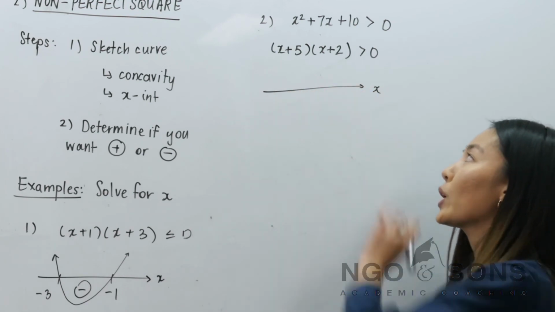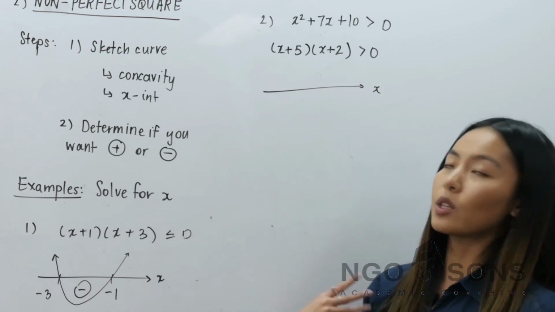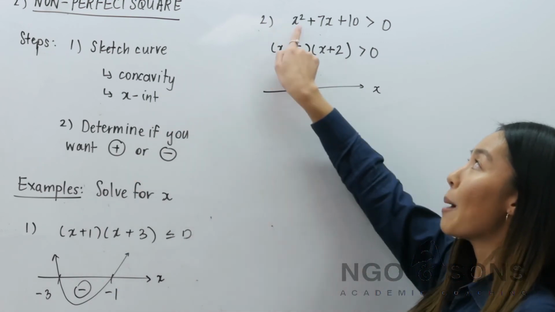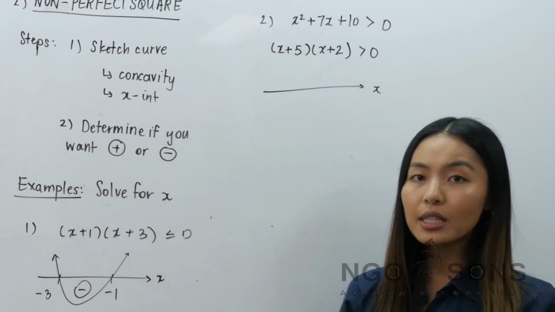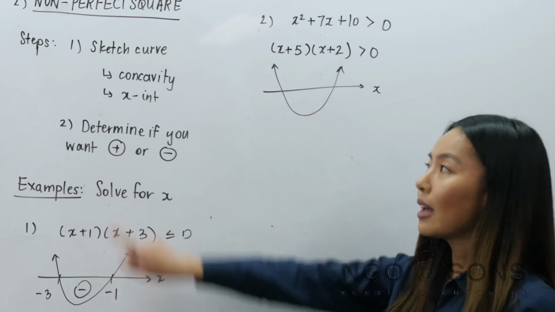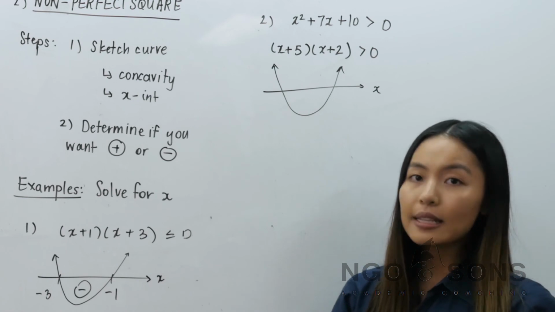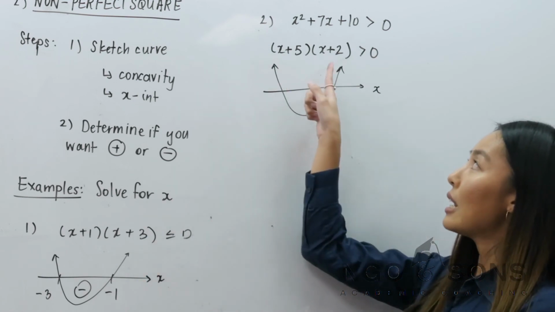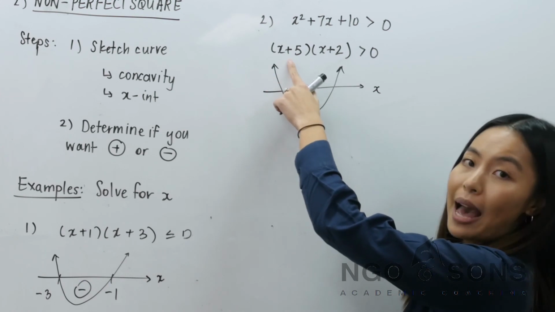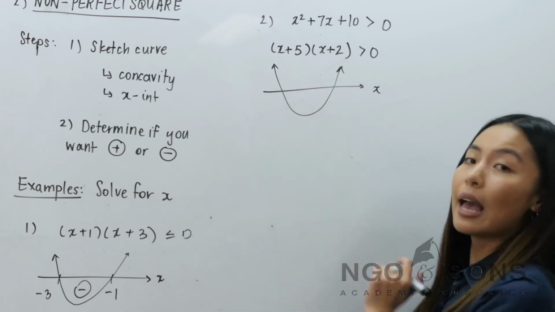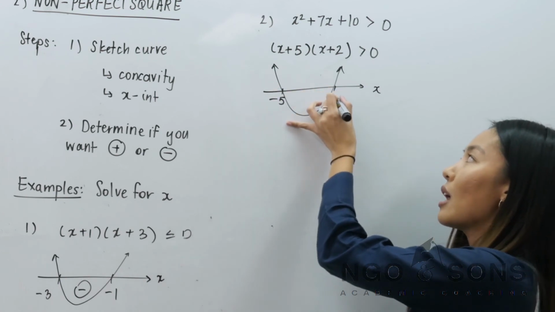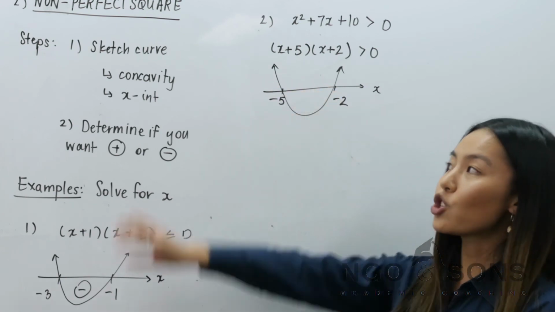When we sketch, we only need the x-axis because we're drawing a quick sketch. Look for your concavity first. The number in front of x squared is positive, so it is a concave up parabola. The second thing you need is the x-intercepts. To find those, you let each of your brackets equal 0. From this bracket, I get minus 5. From this bracket, I get minus 2. Minus 5 is smaller, so it goes on the left-hand side. That's your first step done.